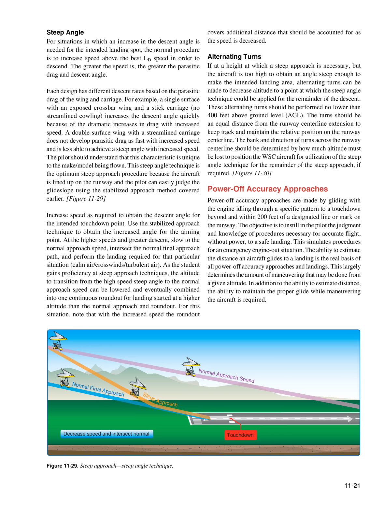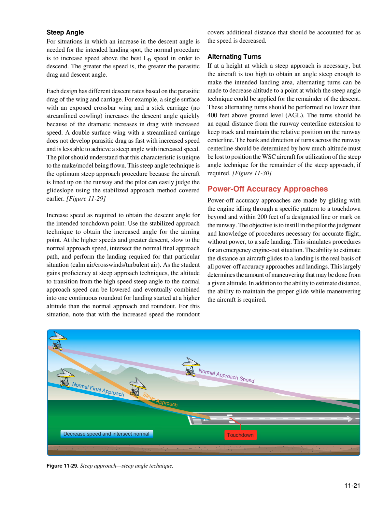For this situation, note that with the increased speed the roundout covers additional distance that should be accounted for as the speed is decreased. Alternating turns. If at a height at which a steep approach is necessary, but the aircraft is too high to obtain an angle steep enough to make the intended landing area, alternating turns can be made to decrease altitude to a point at which the steep angle technique could be applied for the remainder of the descent.